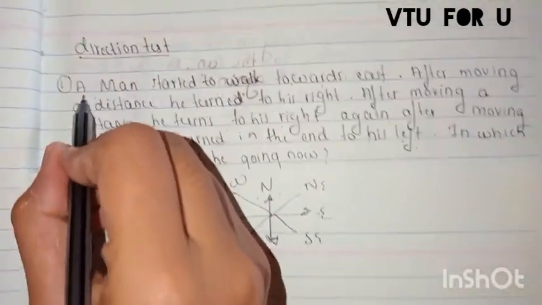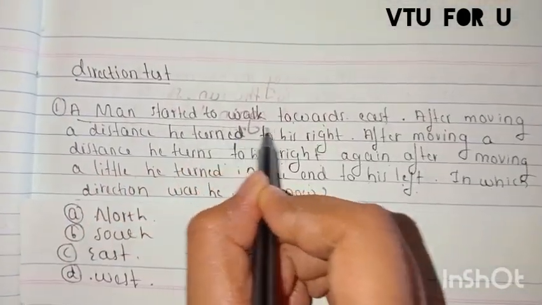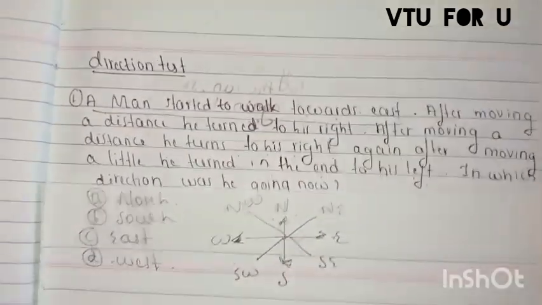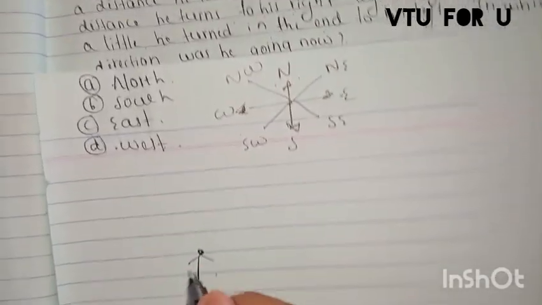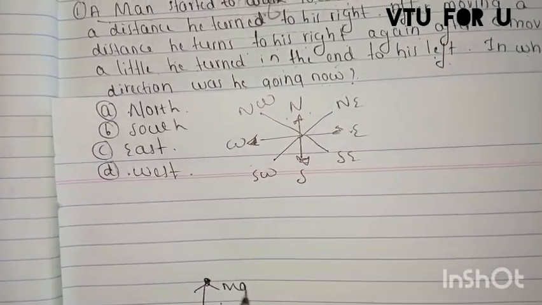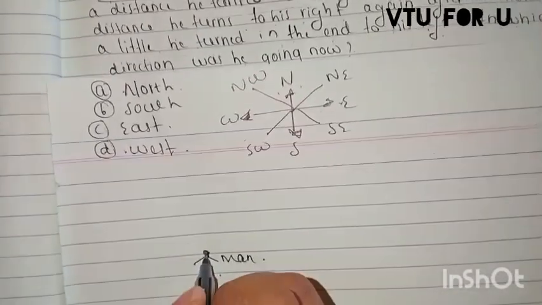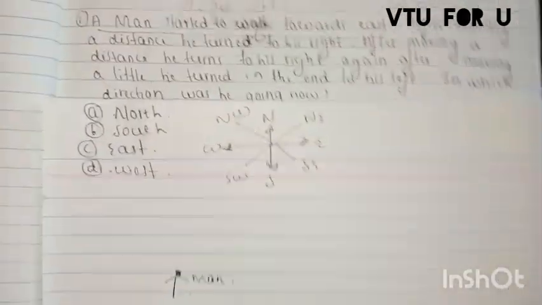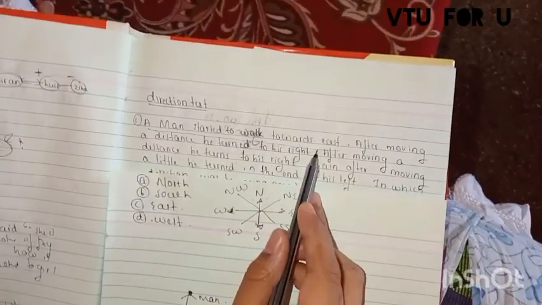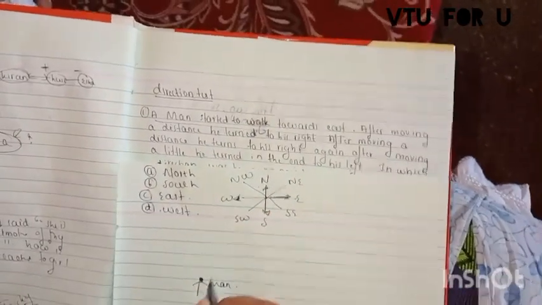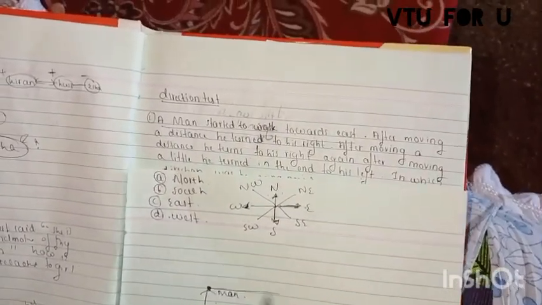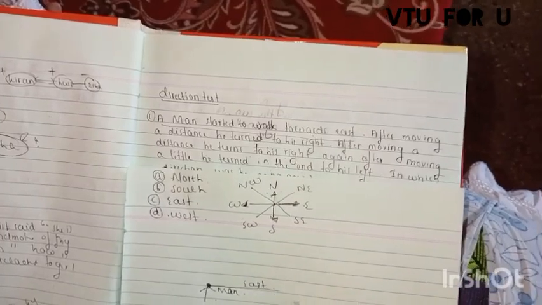First sentence: a man started to walk towards east. Consider this is a man, who is going to start walking towards east. As we all know, this is east, right? This is the east part.